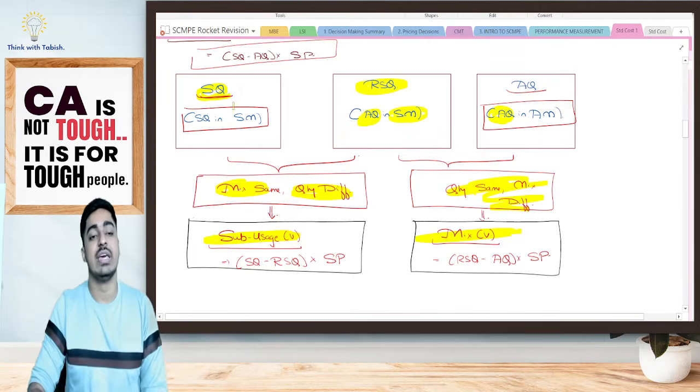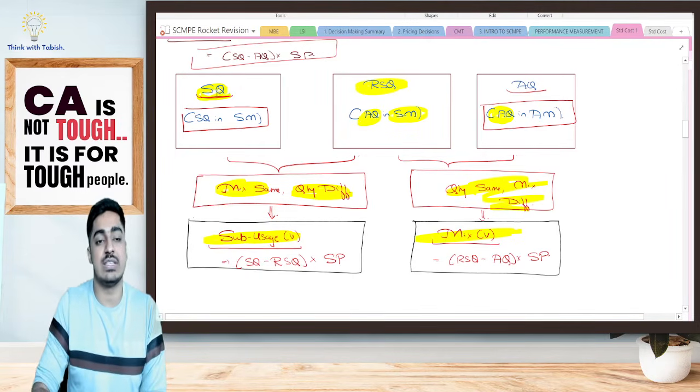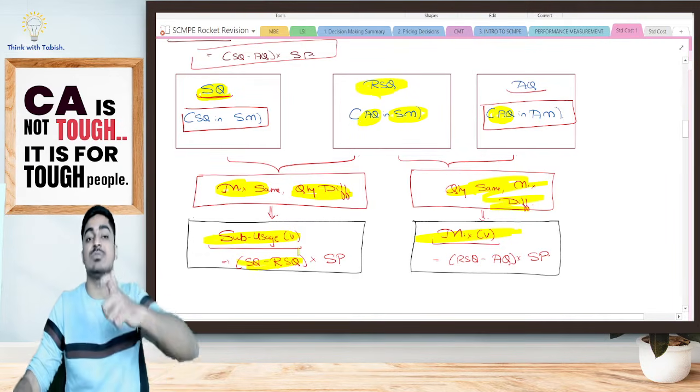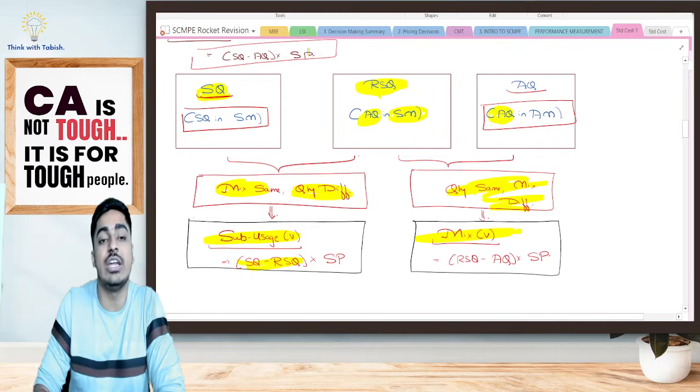So how do I get it? It is my sub-usage variance. It is my SQ minus my RSQ. I get the difference in terms of quantity. I should be converting it into value.